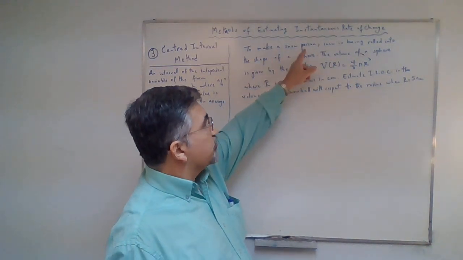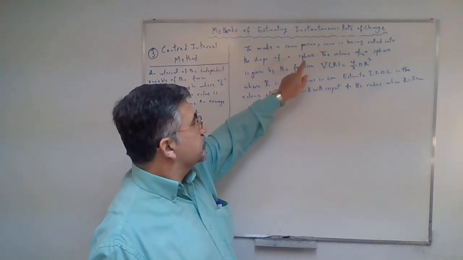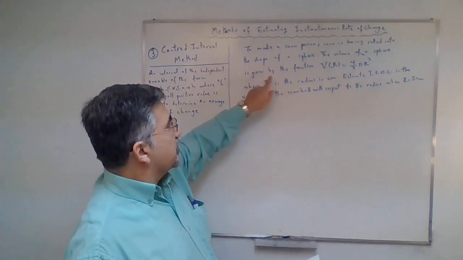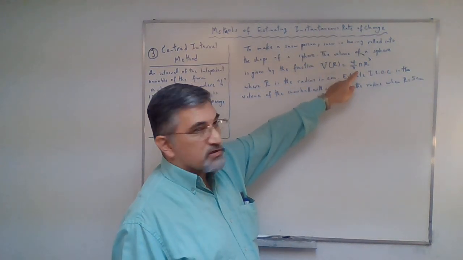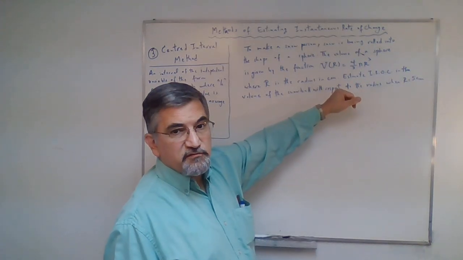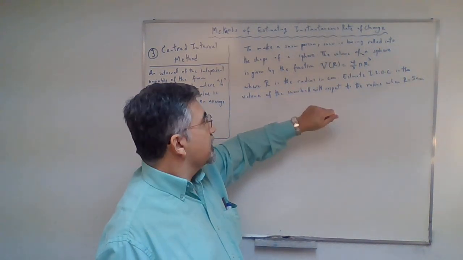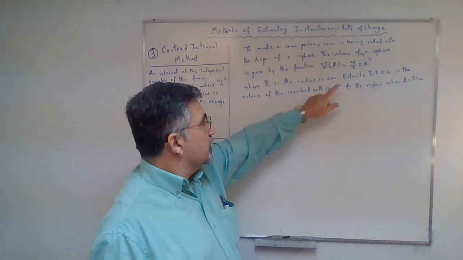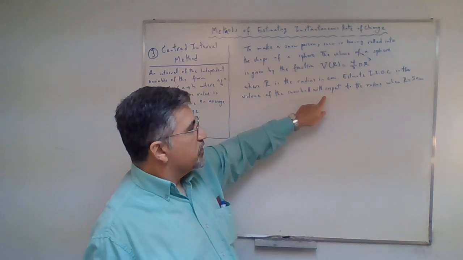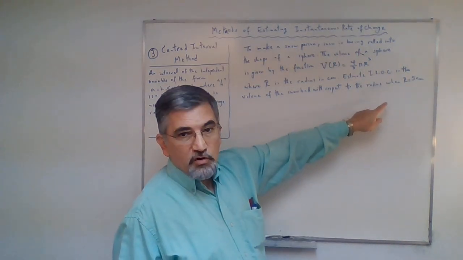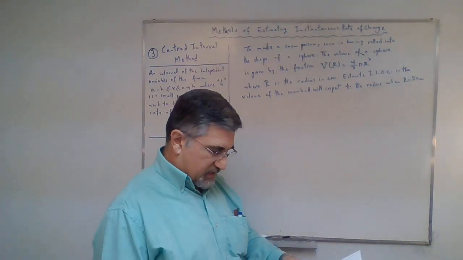To make a snow person, snow is being rolled into the shape of a sphere. The volume of a sphere is given by the function V of r, just like f of x, equals 4/3 pi r cubed. That's the formula for the volume of a sphere, where r is the radius in centimeters, and V stands for the volume. Estimate the instantaneous rate of change in the volume of the snowball with respect to the radius when r is equal to 5 centimeters.